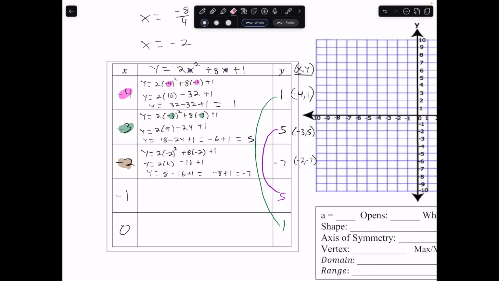Yes, I made a small mistake. This should be negative 5 here. Negative 6 plus 1 is negative 5, so this should be negative 5. Okay, but we should still double check our work just to make sure we're doing things correctly.